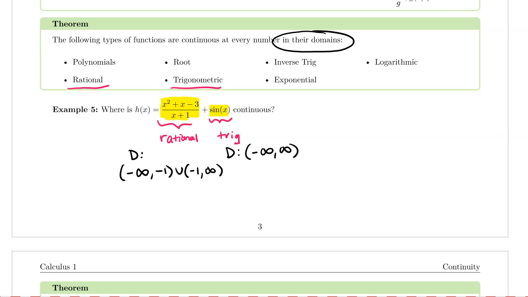And so to answer the question finally, we have therefore h of x is continuous on the interval -infinity to -1 union -1 to infinity.